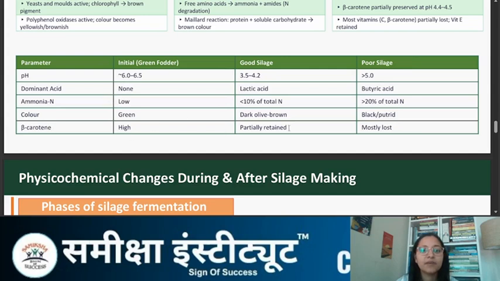Beta carotene will be partially retained and mostly lost in the poor silage. So initially these are the changes, the characteristic features that you will observe, and in the good quality silage these will be basically preserved. The green color will turn into dark olive brown color, low ammonia, and then less than 10% in the good silage.